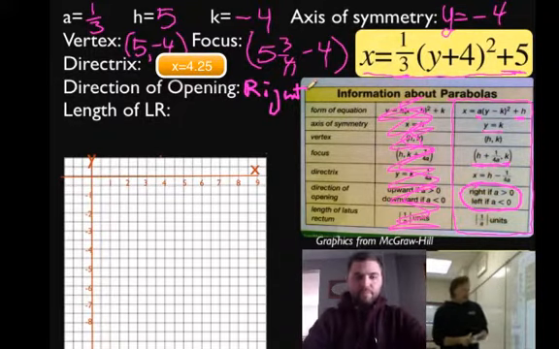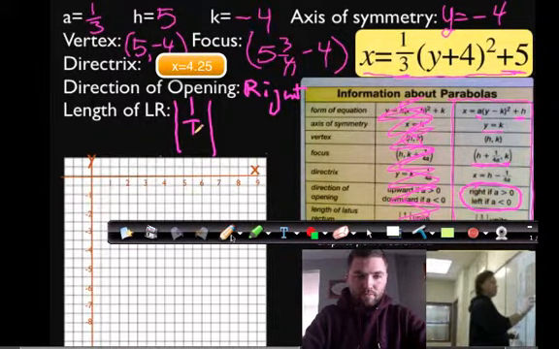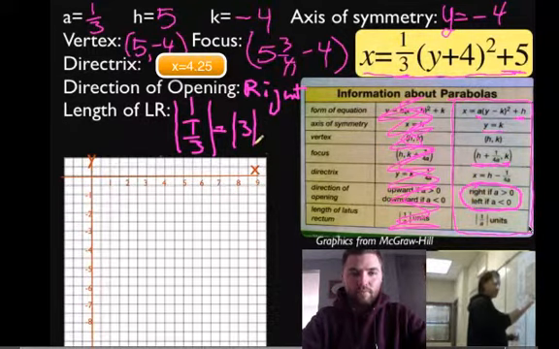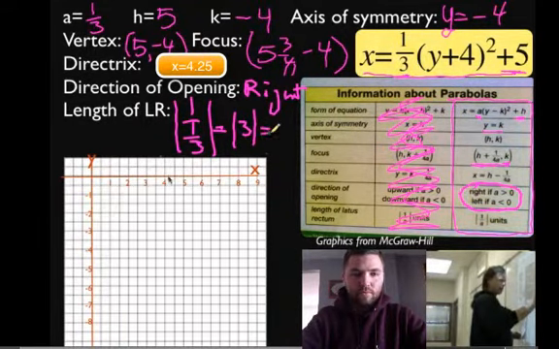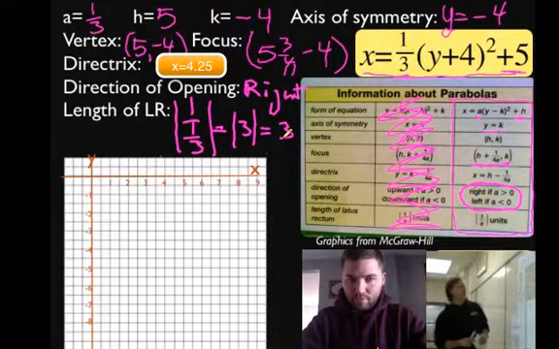And the length of LR, I believe that is the absolute value of 1 over A, which is 1 over 1/3, which is the absolute value of 3, because we have to flip it and multiply, which is 3. So the LR is 3. Let's see if we can make a graph out of this.